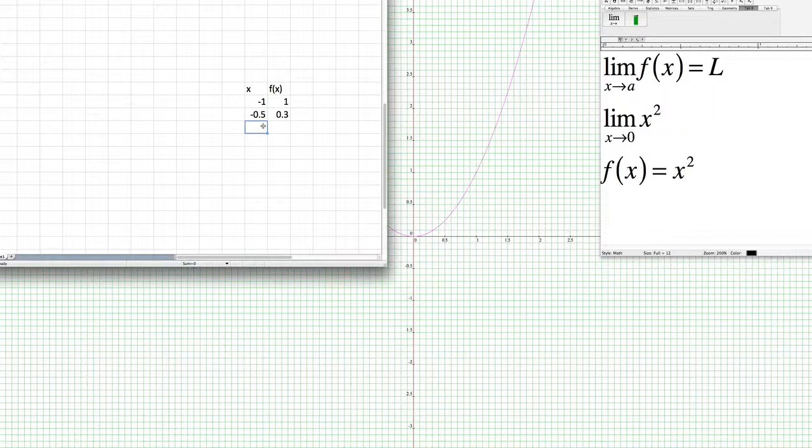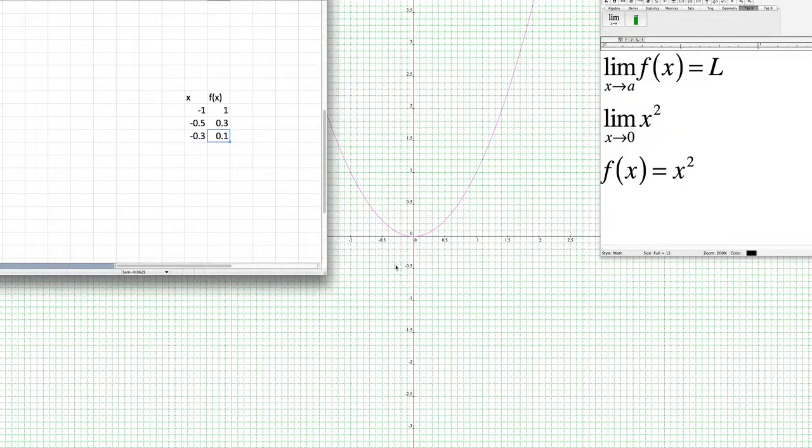Let's get closer to 0 in the x. -0.25 is going to give us positive 0.0625. The Excel spreadsheet is going to, of course, round this off. But as you see, the y value decreased again, which makes perfect sense since, as you can see from the graph, the y values are decreasing as you're coming closer and closer to 0.